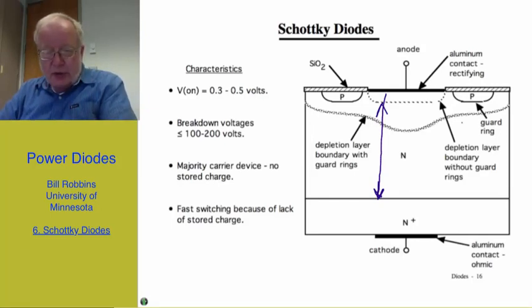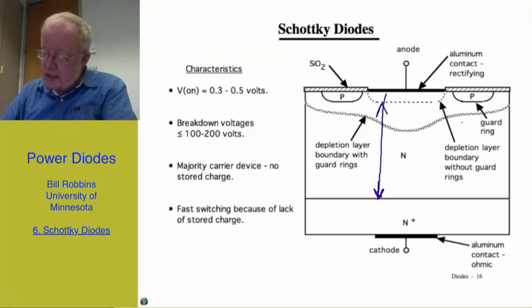This device is a majority carrier device. There is no injection of excess carriers, so that means it's going to be a fairly fast device, faster than a comparable p-n junction, because there's no stored charge. However, breakdown voltages, as I've said, are limited to 100 to 200 volts in silicon because of the need to have a more highly doped drift region.